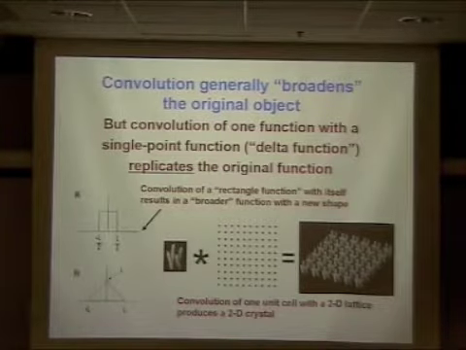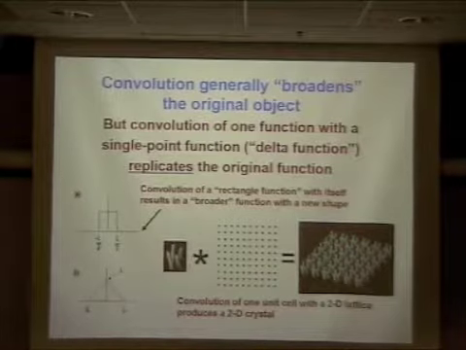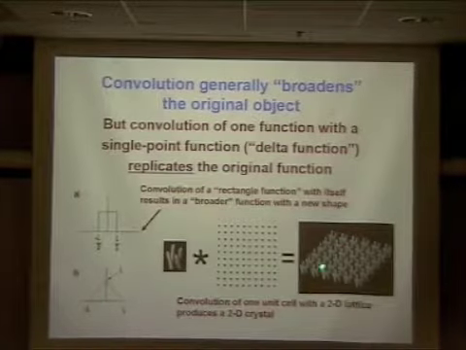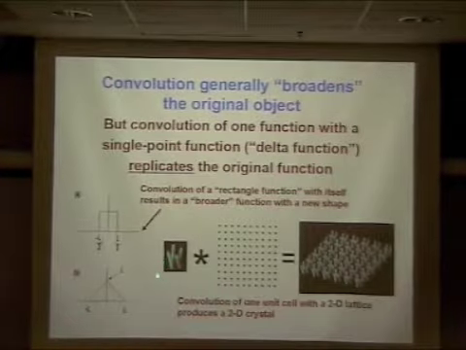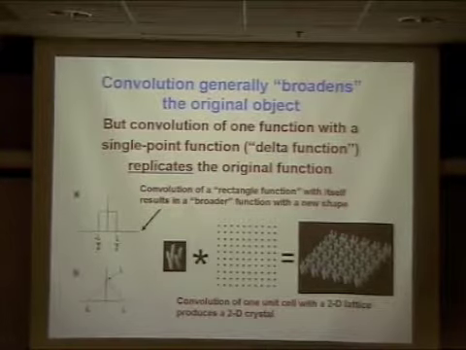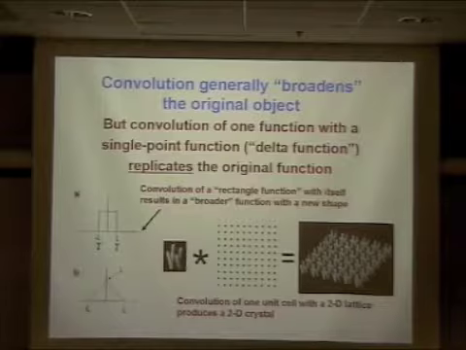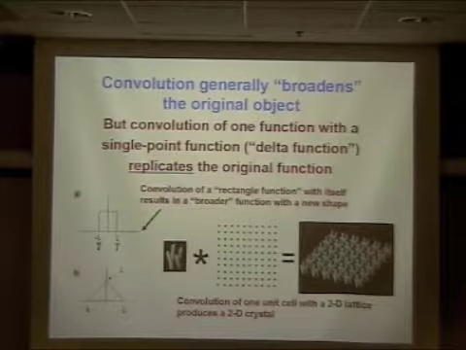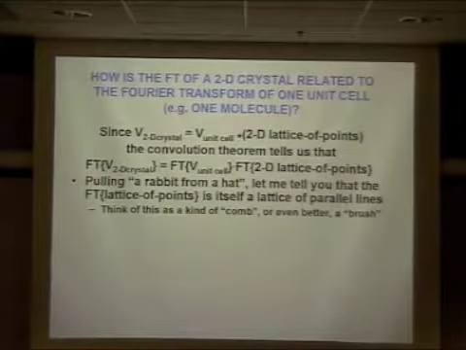Therefore, it turns out to be quite powerful in crystallographic data processing to say, I'm not going to think of my crystal as a crystal. I'm going to think of this crystal as the convolution of the unit cell with a lattice function. And once that becomes an easy concept, then a lot of crystallographic data processing will make a lot of sense.